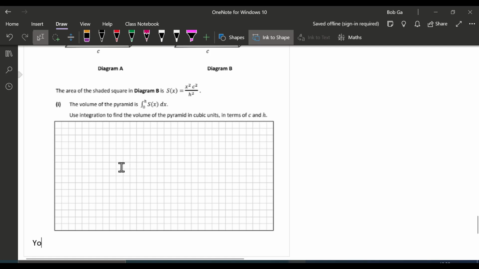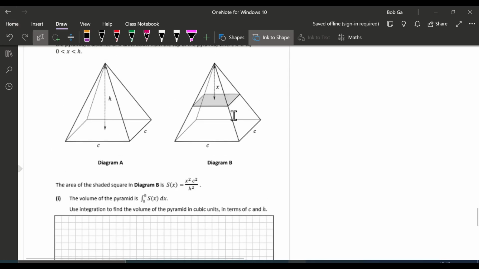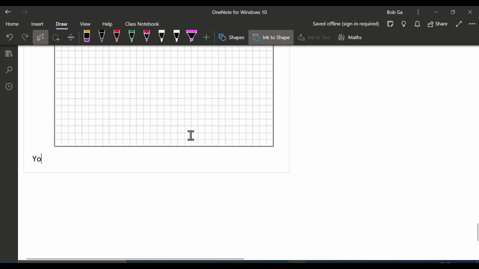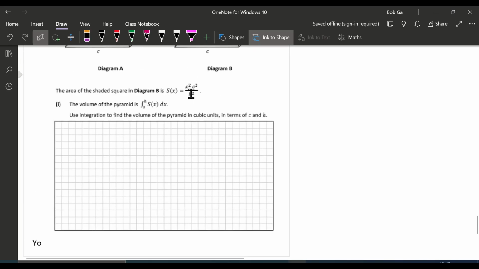I'm going to give some explanatory statements here for understanding purposes. We're given the area of a square at a distance x from the apex, that's from the tip of the pyramid there. From the apex of the pyramid, this is represented by the function, and this is our function here.